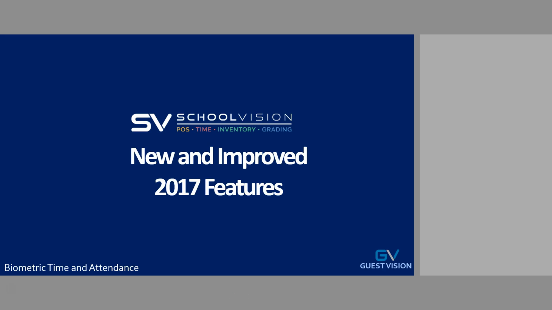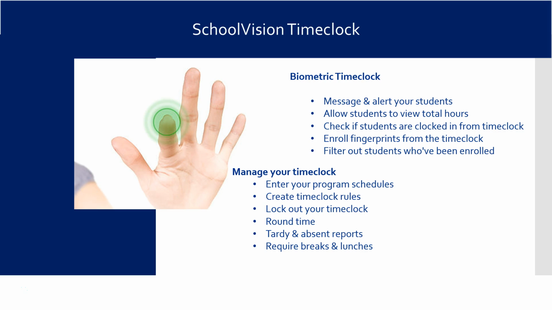SchoolVision's new and improved 2017 features for your biometric time clock and attendance. Your time clock. You can still message and send alerts to students from your back office computers. They will see those alerts displayed on the time clock when they clock in or clock out. You can allow the student to view total hours every time they clock out for the day. That really helps them stay on track and know exactly how many hours they have.